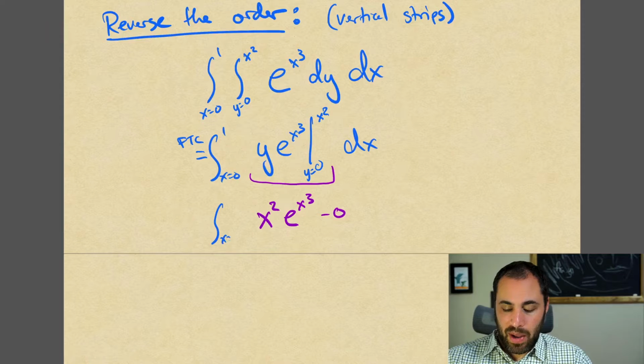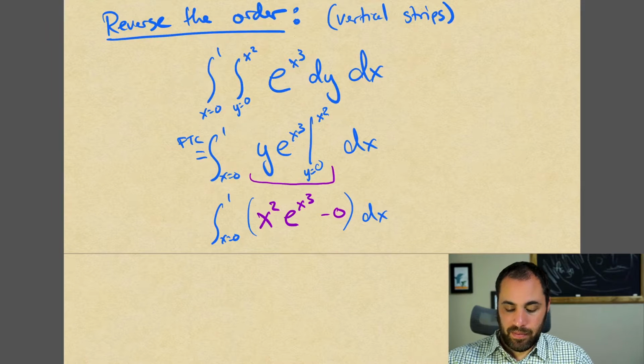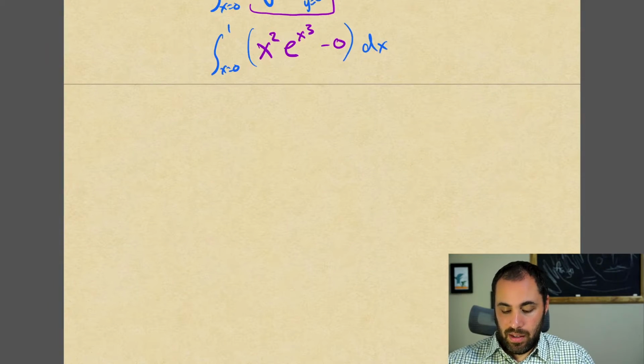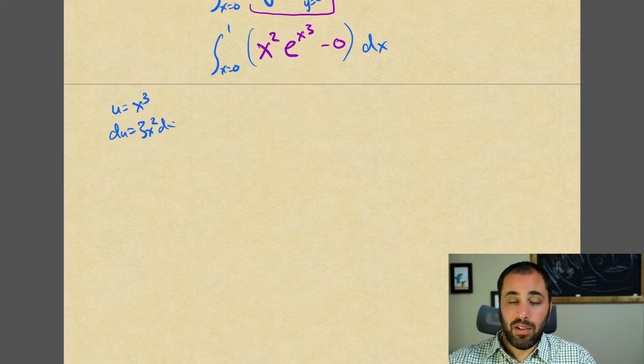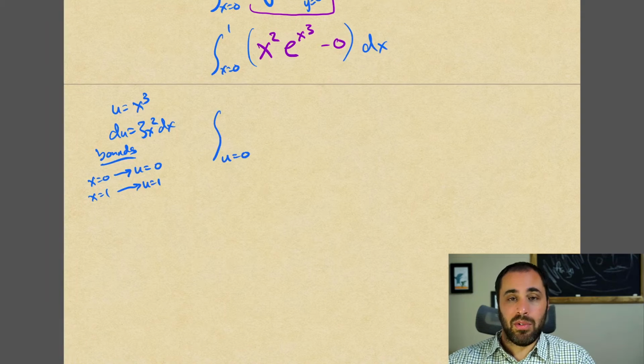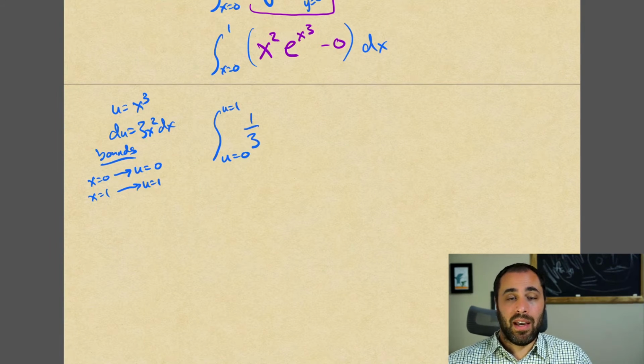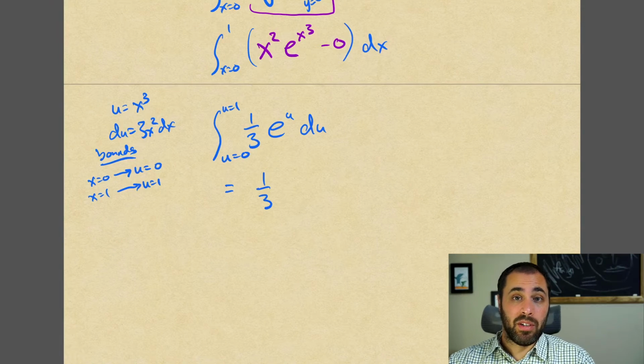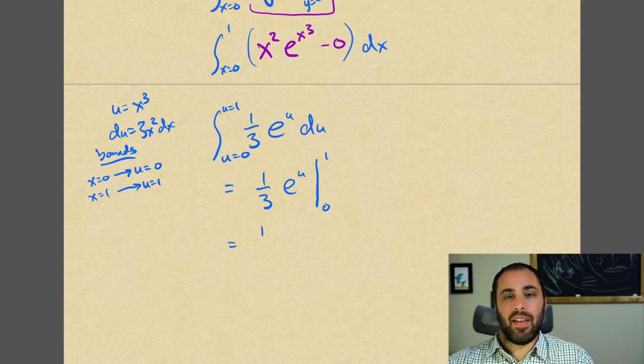So we can plug in our y bounds. And then we'll use u substitution. This extra x squared makes everything possible. We'll use u substitution, and we can apply the fundamental theorem of calculus one more time. And there's our answer.